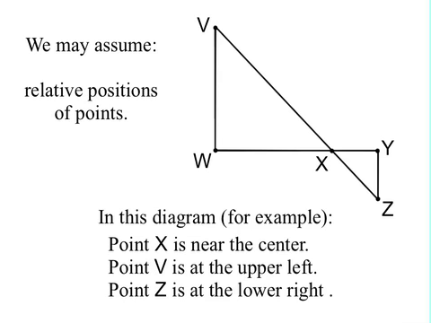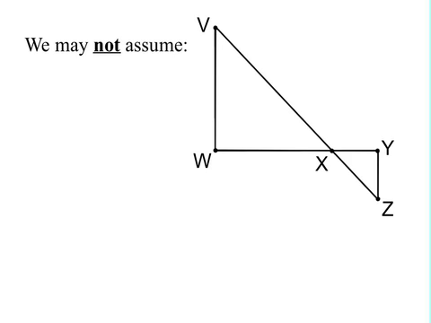And we can assume the relative positions of points. And for this diagram, here are some examples. We can assume that point X is near the center of the diagram, point V is at the upper left of our diagram, and point Z is at the lower right. And these are some examples of some assumptions we could make about relative positions of points.